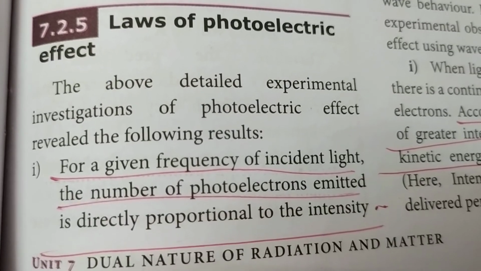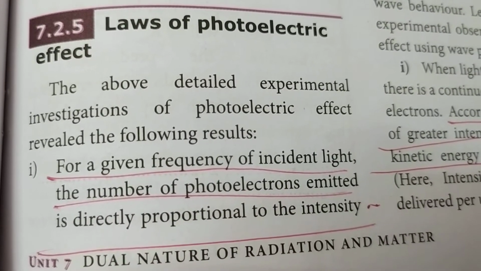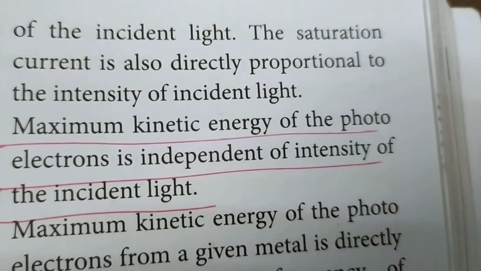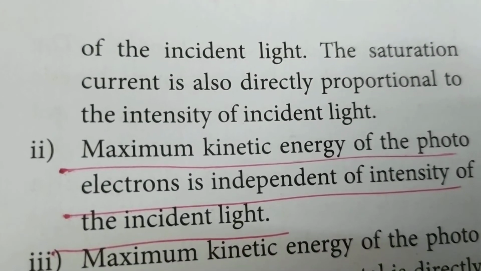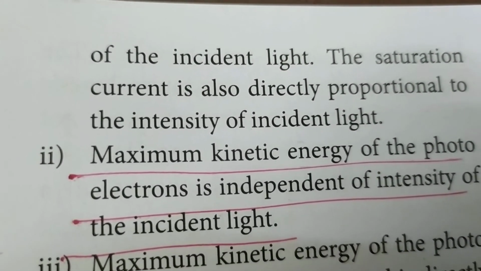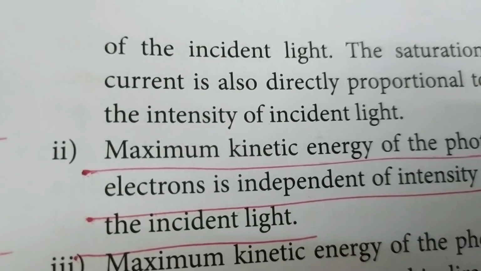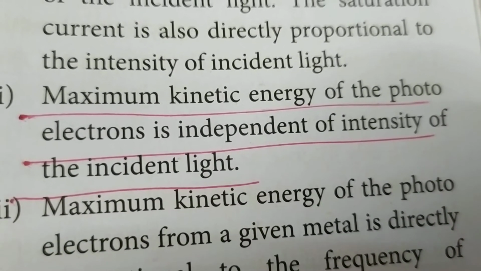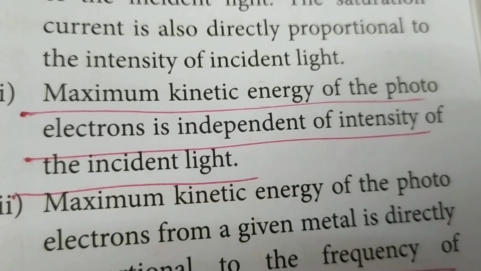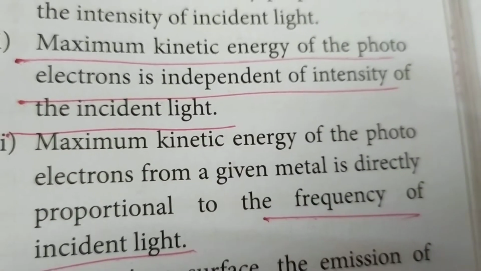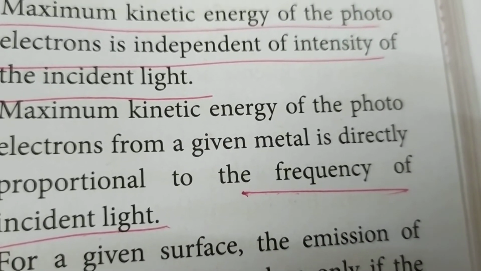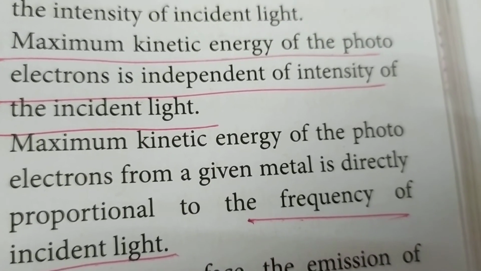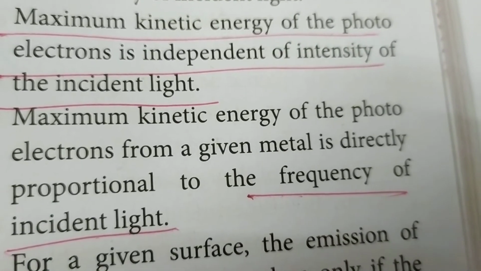The first one is, for a given frequency of the incident light, the number of photoelectrons emitted is directly proportional to the intensity of the incident light. That is, the frequency is kept constant, and the photoelectric current will depend upon the intensity. Also, the maximum kinetic energy of the photoelectrons is independent of the intensity of the incident light, because the kinetic energy will depend only on the frequency. The maximum kinetic energy of the photoelectrons from a given metal is directly proportional to frequency. So kinetic energy is independent of intensity, but proportional to frequency.